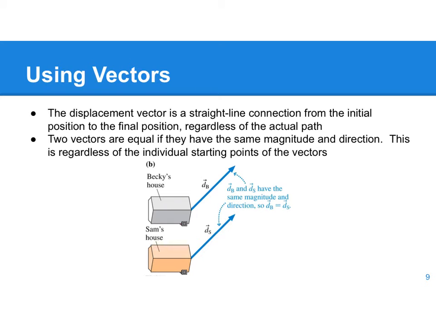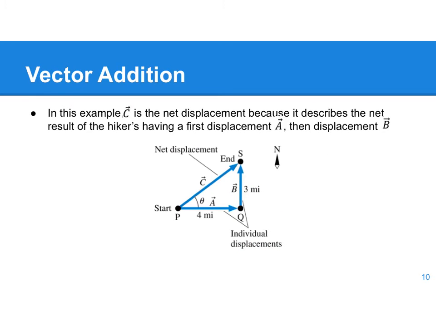So two vectors are equal if they have the same magnitude and same direction, regardless of the individual starting points of the vectors. So here, one vector starts at Becky's house, the other vector starts at Sam's house. So they have different locations, but they have the exact same magnitude and direction, so they are the same vector, even though they start and end at different locations.